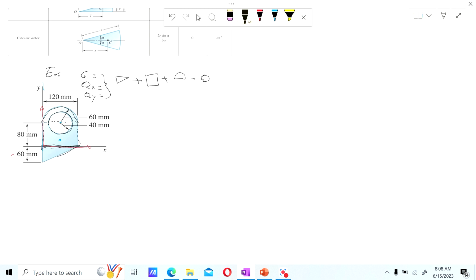In order to compute the centroid, we have to find a few things first. So let's create a table. So let's say element, and in the element we have a triangular shape, we have a rectangular shape, we have a semicircle, and we have to subtract a circle.